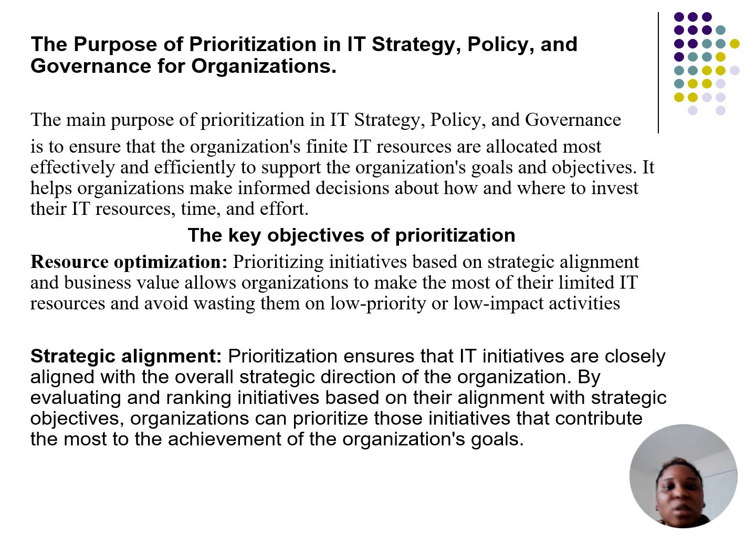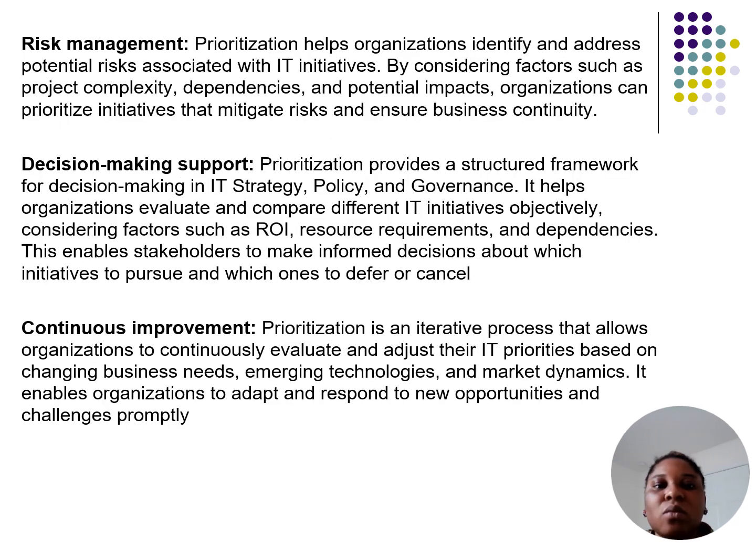Number two, strategic alignment. It prioritizes IT initiatives based on their alignment with strategic objectives to help organizations achieve their goals. Number three, risk management. It prioritizes IT initiatives based on project complexity, dependency, and potential impact. It helps organizations identify and address potential risks, ensuring business continuity.